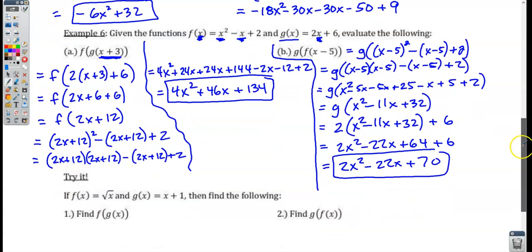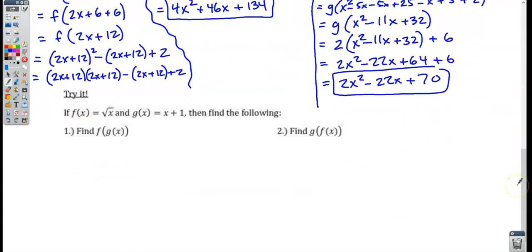All right, let's move down to the try it problems. You see 2 problems here. What I'd like you to do is read those problems. Go ahead and pause the video and read those problems, and I will be back in about 5 seconds from where you pause. Go ahead and pause now, and I'll be back.